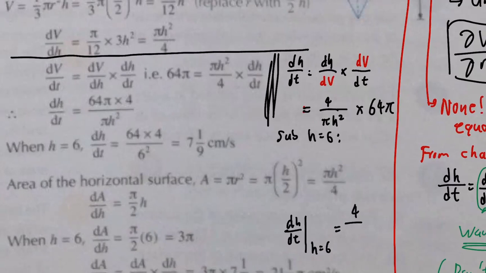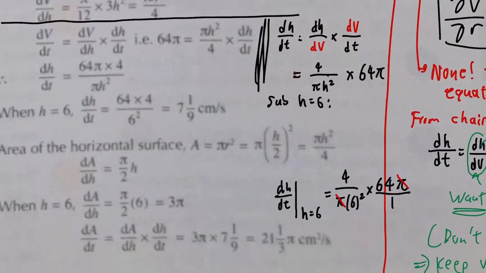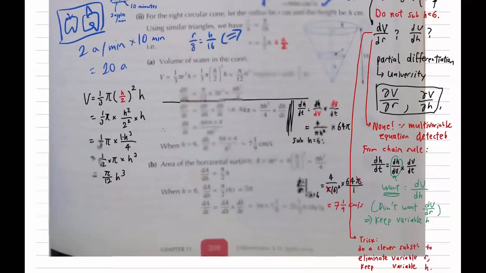So it's 4 over pi times 6 squared, times 64 pi over 1. So the pi can cancel away, right? Then the rest is just use a calculator and you get your answer. Should be 719. Okay? Yeah, good. That is part A done.